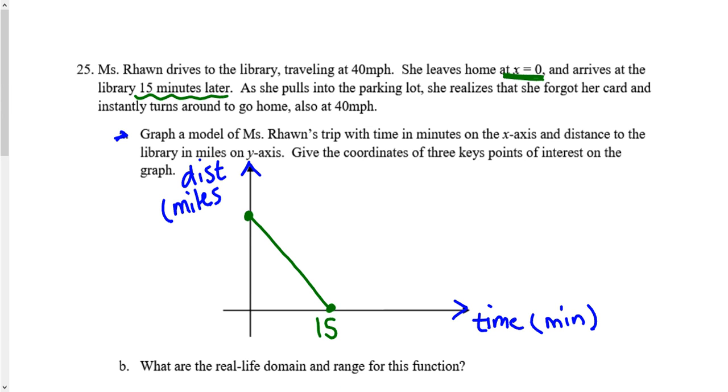And then I'm going to realize that I forgot my card, and I'm going to turn around. I know I'm at the same speed, so my slope should be the same. So where my trip would end would be 30 minutes from when it started, because it would take me another 15 minutes to get home. So this point right here, at the vertex of my V, that's a nice point. I can label that 15, 0, but I'm going to have to figure out for these points right here how high up I am, which means how far away I am from the library. So let's try and figure that out.